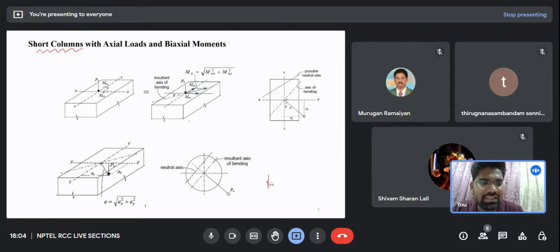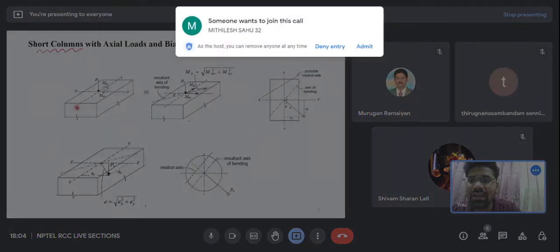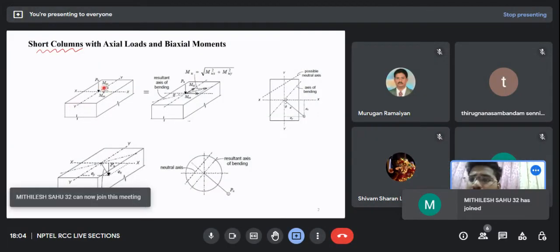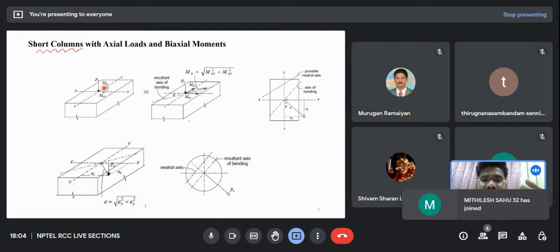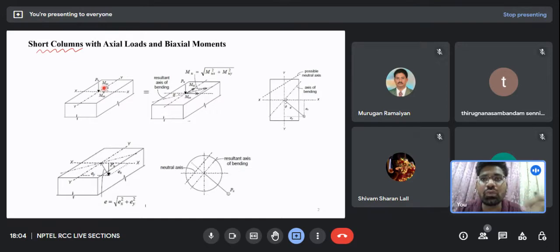As you can see here, this is the cross section of a structural component, the cross section of the column. When we look at it carefully, there are two axes. One axis we call xx, and the other we call yy. How do we classify these two axes into major and minor axis? Can any one of you answer me? Which one is the major axis, xx or yy?